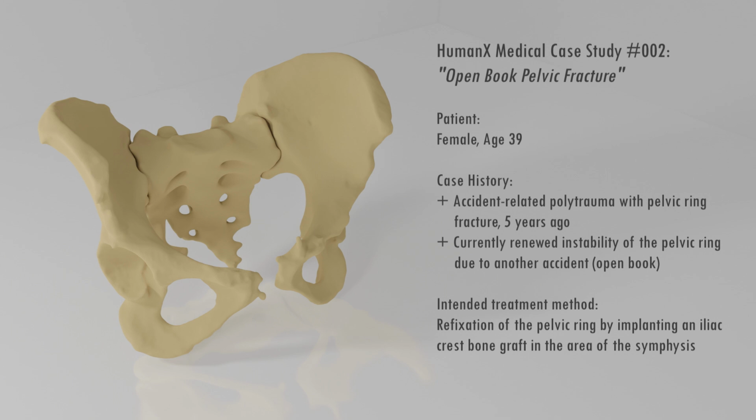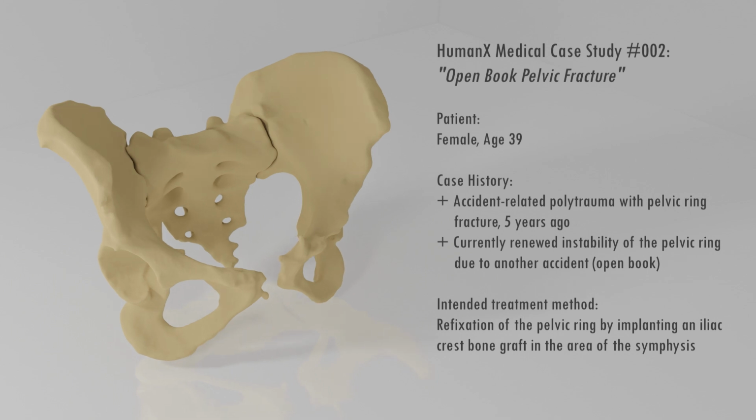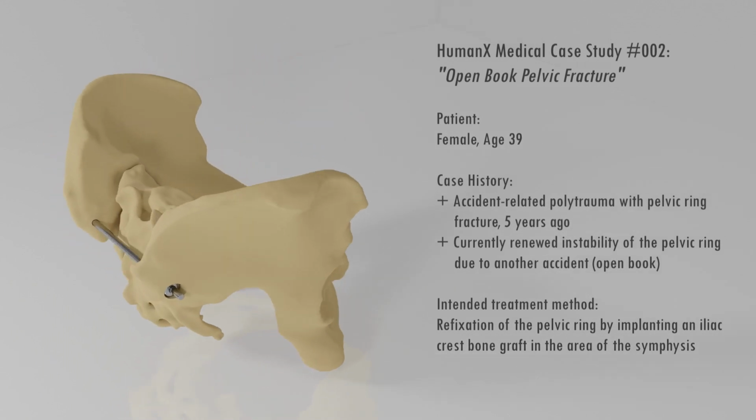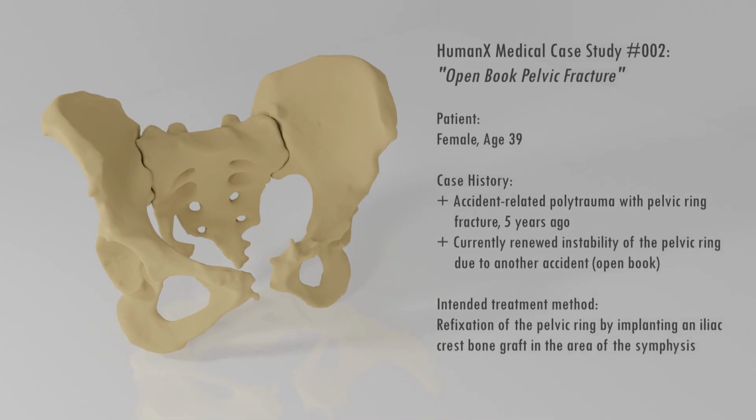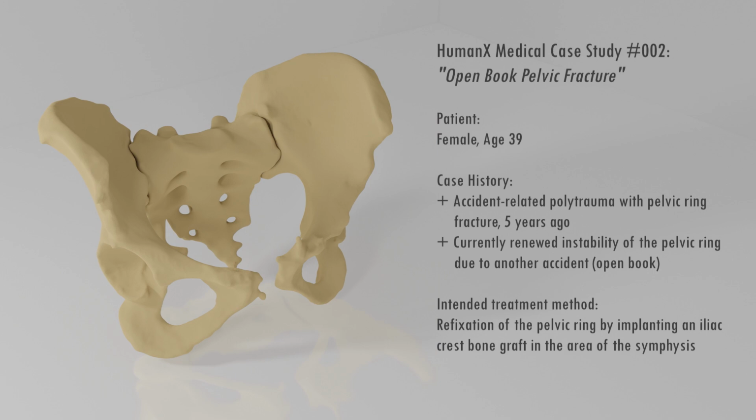As in our last video, we will use this case to explore how to create a customized model for patient-specific training. This case was provided 6 days before the planned surgical intervention by a local hospital. The 39-year-old patient was diagnosed with an instability in the pelvis caused by a slip and fall, which refractured a previous pelvic ring fracture. In order to keep the patient's ability to give birth in the future, the physicians decided not to readjust the pelvis in the area of the symphysis. Instead, they chose to stabilize the pelvic ring in its current position by implanting an iliac crest bone graft.